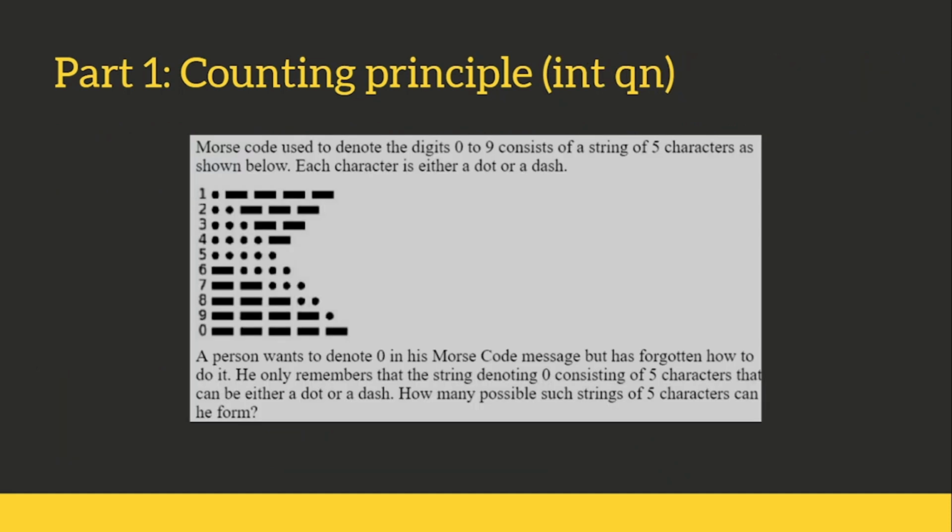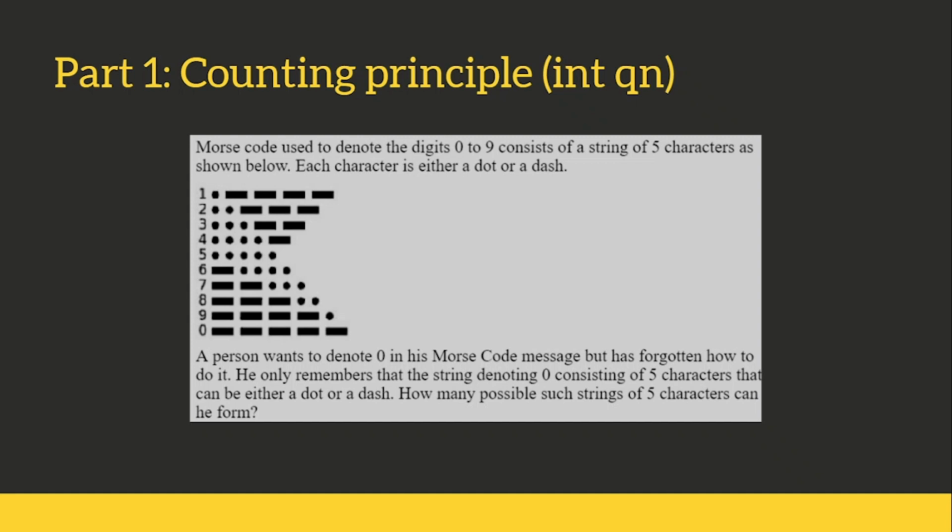So this is another question that I see which is rather interesting. It's about Morse code. Morse code is used to denote digits from 0 to 9 using a string of 5 characters as shown below, either a dot or a dash. So someone wants to create a 0 in Morse code but has forgotten how to do so. So let's say we don't see the 1 to 9 to 0 and it's just a guess between a dot and a dash with 5 characters. So how many possible strings of 5 characters can he even form?